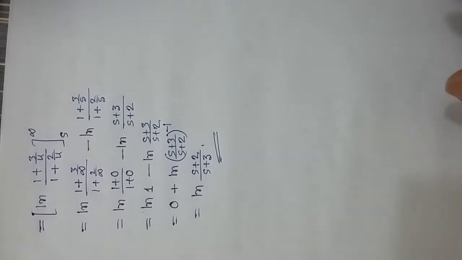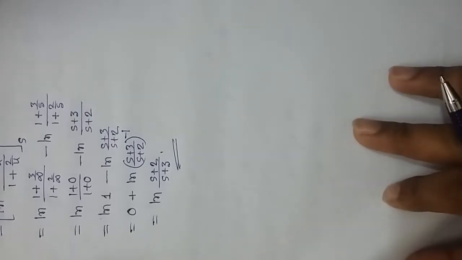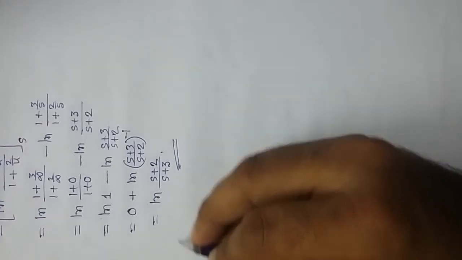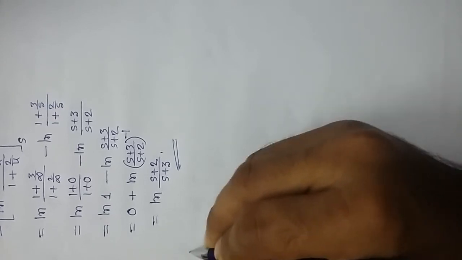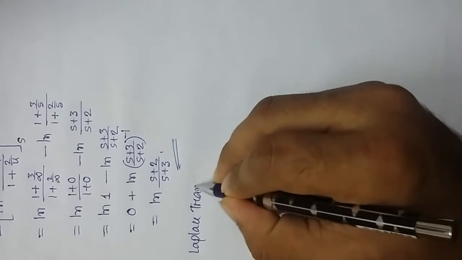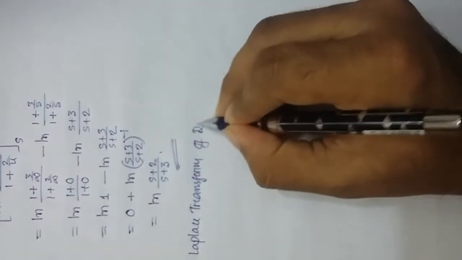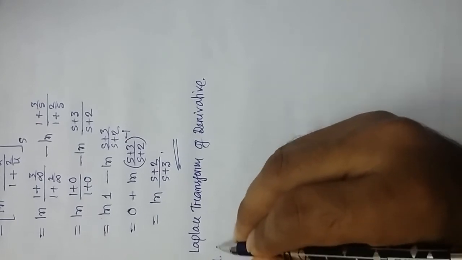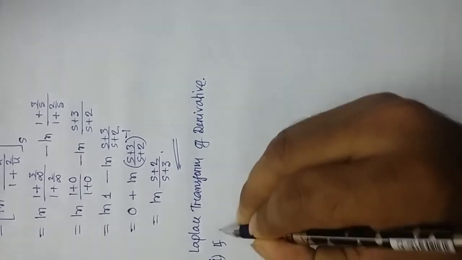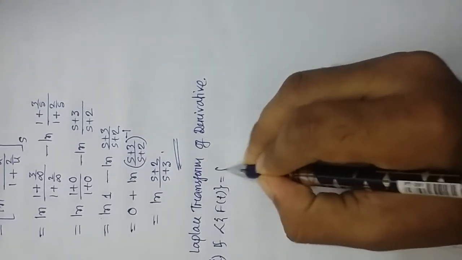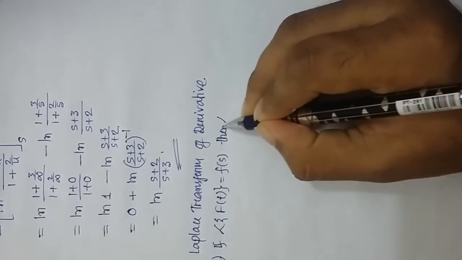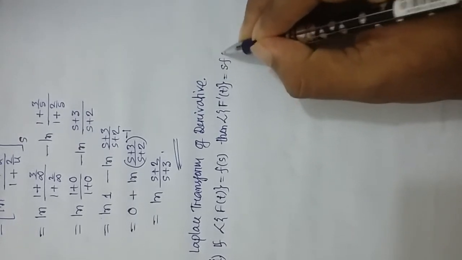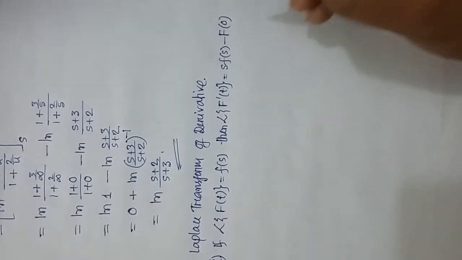Now we have only one left. We already wrote 5; the sixth is called the Laplace transformation of derivative. Number 6, Laplace transform of derivative. Number 1: if L of f of t equals F of s, then L of f prime of t will be s F of s minus f of 0.